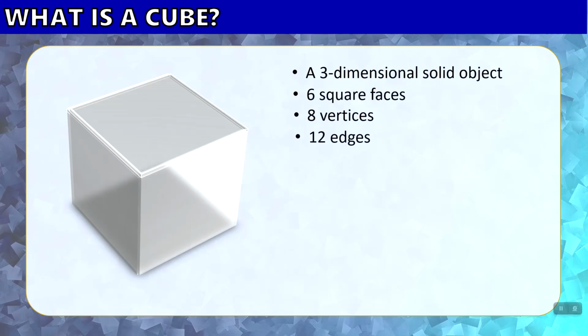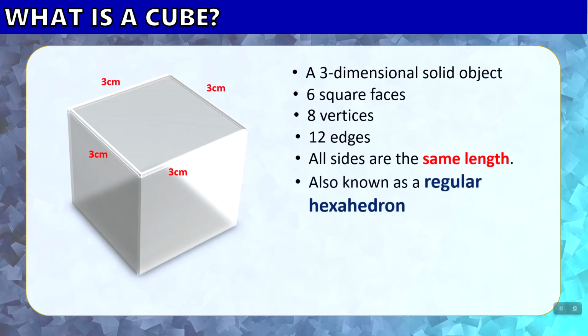And it has 12 edges. And let's count them now. In yellow, 1, 2, 3, 4 at the top. At the bottom, 5, 6, 7, 8. And now going up and down, 9, 10, 11, 12. There are 12 edges. And all of the sides of a cube are the same length. If one side is 3 centimeters, then they all will be 3 centimeters.